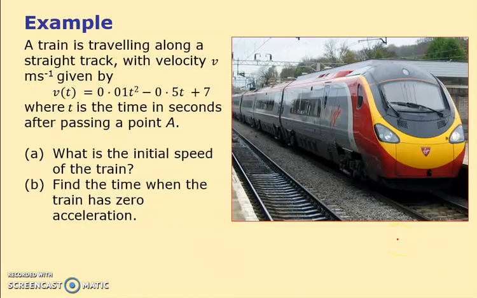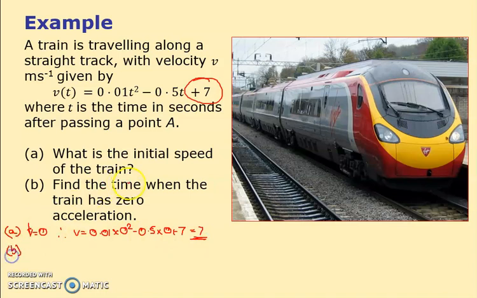The train is travelling along a straight track, velocity equals... notice this time they've given me the v equals equation. It says, what's the initial speed of the train? Oh, this is great when they ask for initial speed. It comes up loads actually. Initial speed is when t equals 0. So that's t equals 0, therefore, this is part A. Therefore, v equals 0.01 times 0 squared minus 0.5 times 0 plus 7. You'll notice the only thing that matters is that 7, because everything else disappears. So I think the first answer is 7.